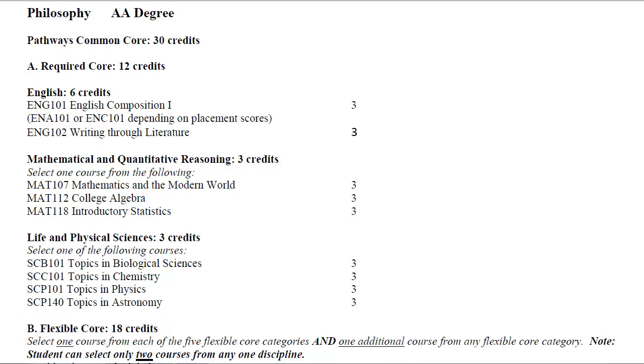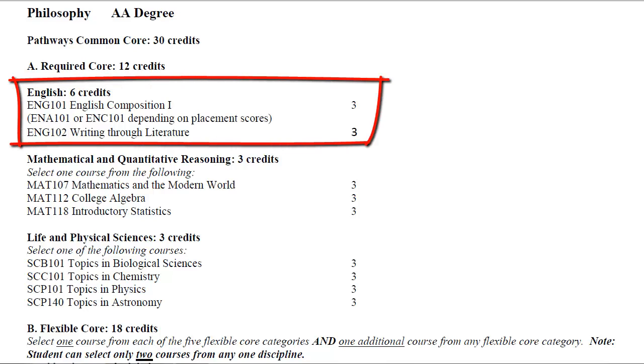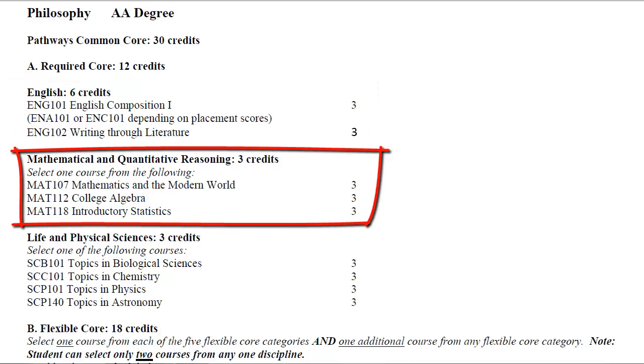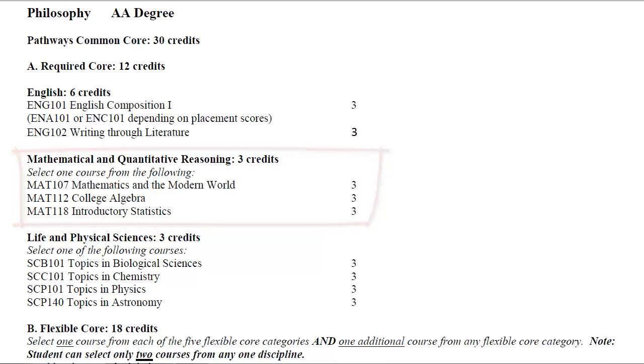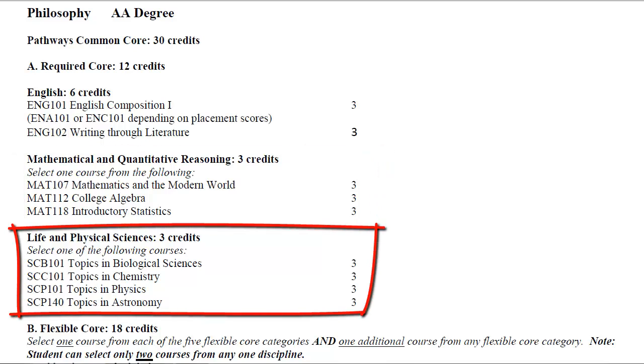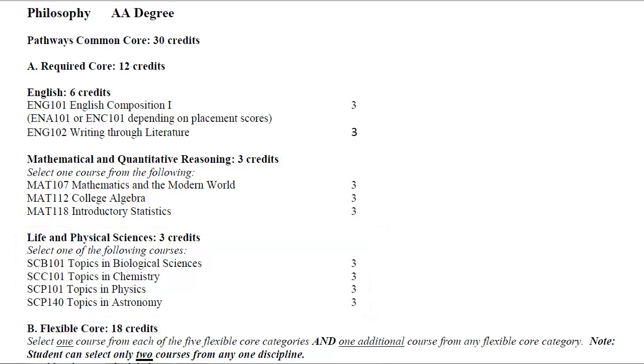Here you see the 12 credits for the required core. 6 credits in English, which is English Composition 1, and English 102, Writing Through Literature. For mathematical and quantitative reasoning, it's one course. You would select Math 107, 112, or 118. Life and Physical Sciences, also one course. You would select Biological Sciences, or Chemistry, or Physics, or Astronomy. Those 12 credits would complete the Pathways required core.